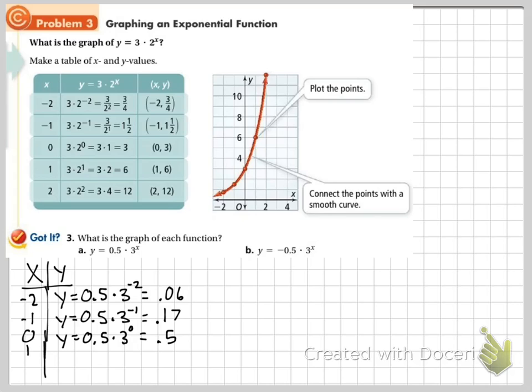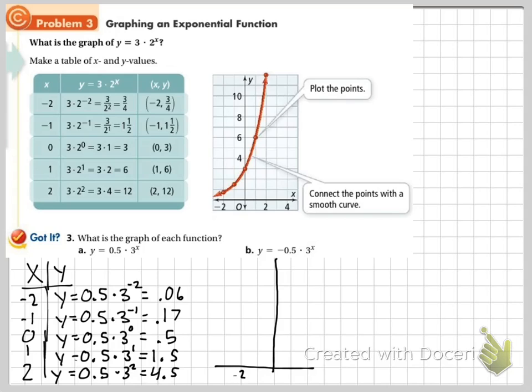I'm going to plug in 1. We get y equals 0.5 times 3 to the 1. That's 1.5. And finally, if I plug in 2, I get y equals 0.5 times 3 squared, which is 4.5. And then I'm going to graph this. So -2, -1, 0, 1, and 2.